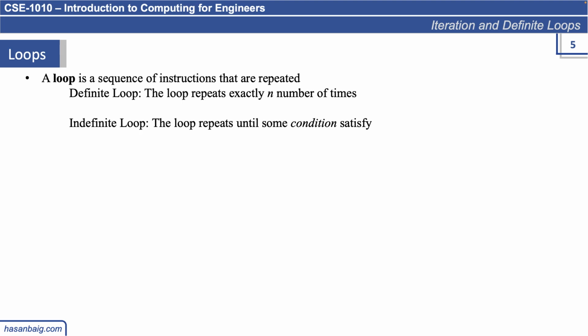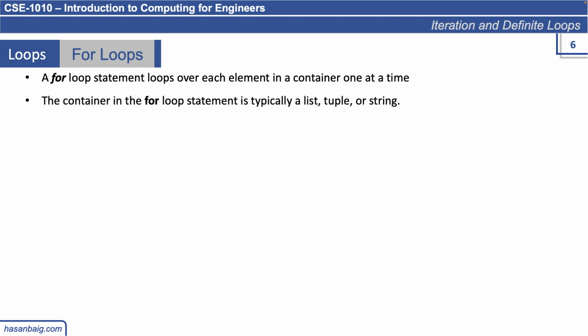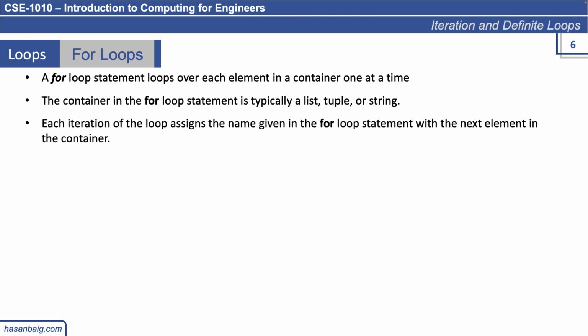So in the category of definite loops, we have for loops. It's a common programming task to access all the elements in a container. For example, printing items in a list. The for loop statement loops over each element in a container one at a time, assigning a variable with the next element that can be used in the loop body. The container in the for loop statement is typically a list, or it could be a tuple or a string. Each iteration of the loop assigns the name given in the for loop statement with the next element in the container. So what do I mean by that?